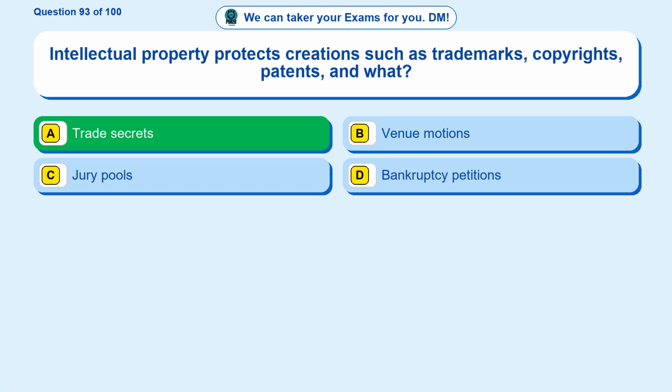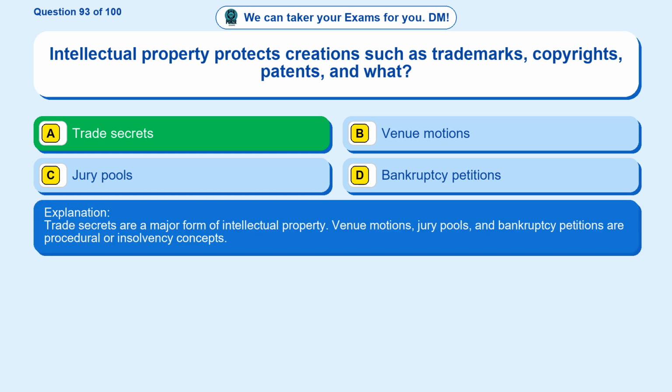Trade secrets. Trade secrets are a major form of intellectual property. Venue motions, jury pools, and bankruptcy petitions are procedural or insolvency concepts.